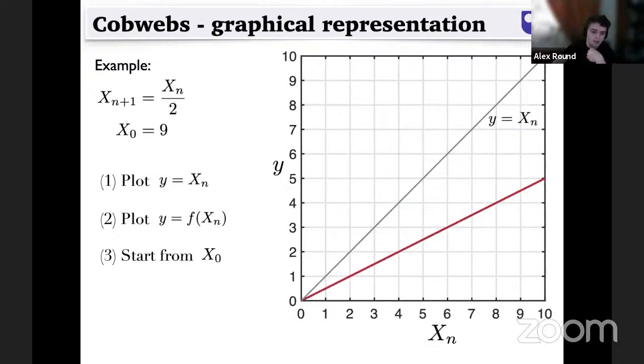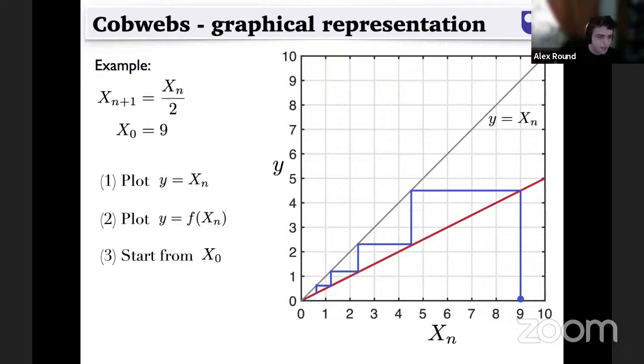We also have another example, and this is using the function y = x_n/2, and with the initial point of x_0 being 9. So again, here we have the baseline of y = x_n and the function line drawn on the graph. We start from 9, draw up to the function line, and then across to the baseline, down to the function line, and across back to the baseline. And repeating this process, we see that this one actually converges to 0. So we've got another staircase diagram here.